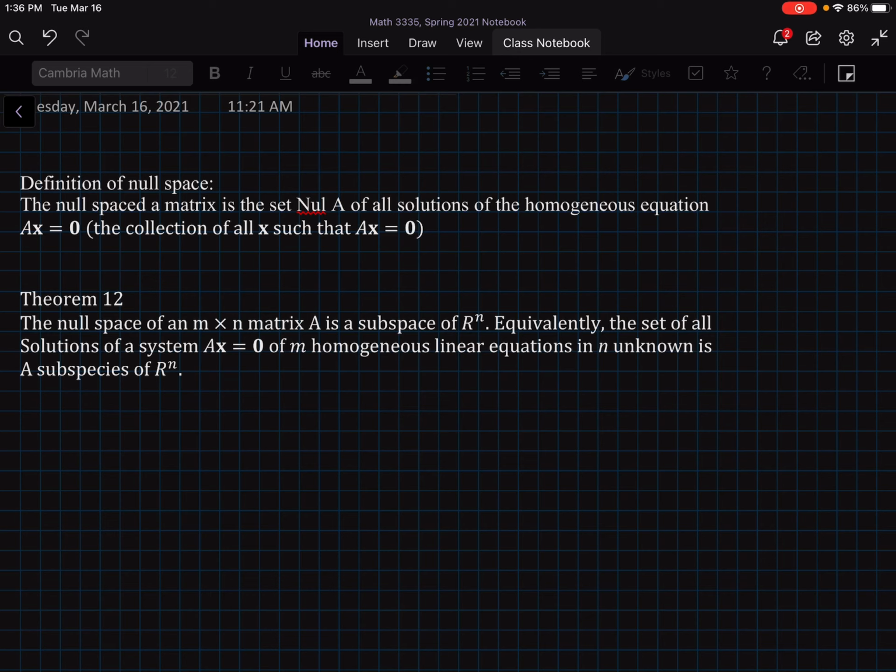An m by n matrix is a subspace of Rn. Equivalently, the set of all solutions of a system Ax = 0 of m homogeneous linear equations in n unknowns is a subspace of Rn. So how do we prove that? This is a subspace of Rn.